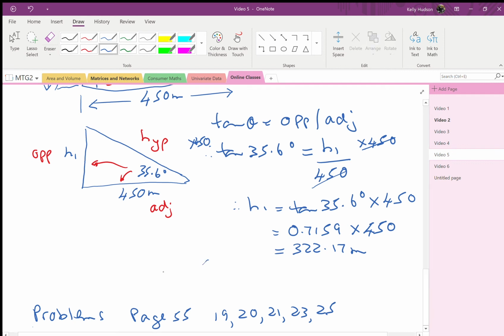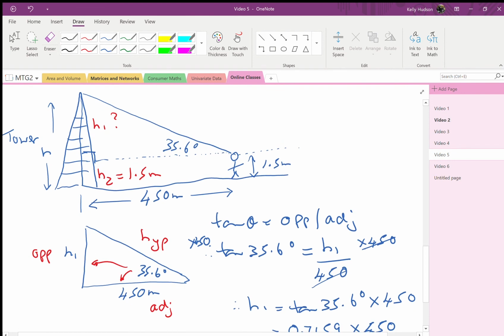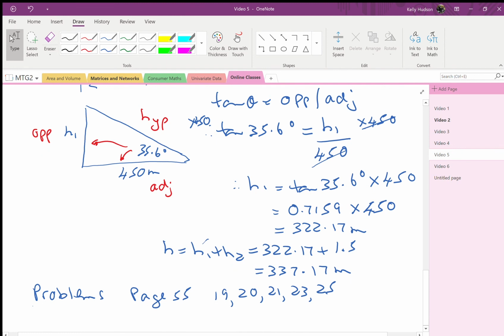So my height is equal to h1 plus h2. h1 is 322.17, and my h2 was 1.5 metres. So add those two together, I end up with 337.17 metres. So the total height of my tower from the ground up to the top is 337.17 metres.